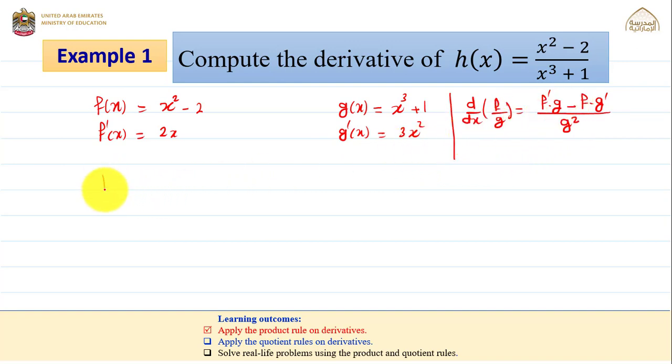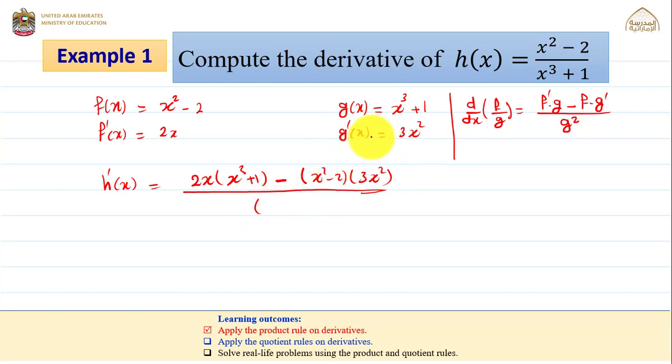We can find h prime of x equal f prime times g minus f times g prime over g squared. Here f of x equals x to the power 2 minus 2, and g of x equals x to the power 3 plus 1, so g prime equals 3x to the power 2. The denominator is x to the power 3 plus 1 all to the power 2. Then you can simplify the numerator.